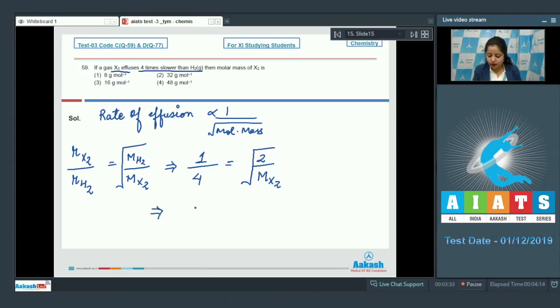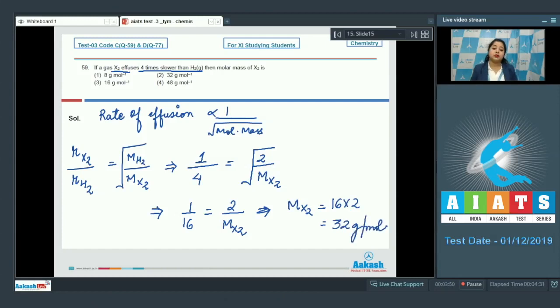Taking the square on both sides, 1 upon 16 is equal to 2 upon the mass of X2, which ultimately gives the molecular mass of X2 as 16 into 2, which is equal to 32 gram per mole. That means the correct answer for this question is option number 2.